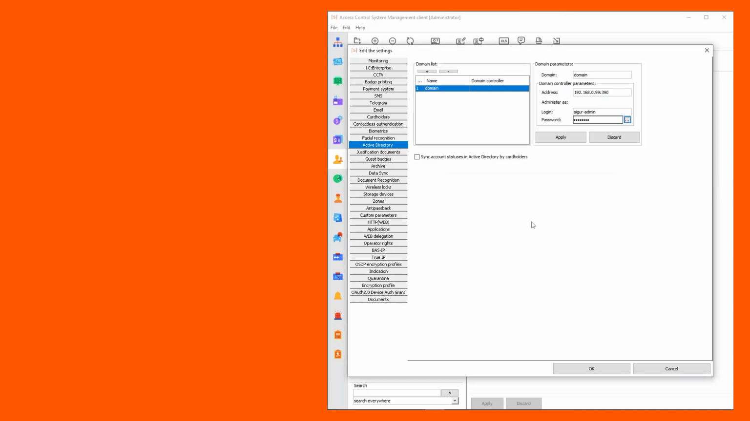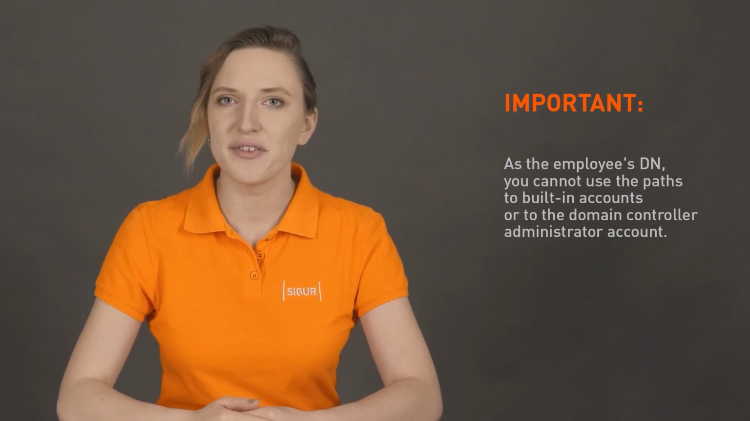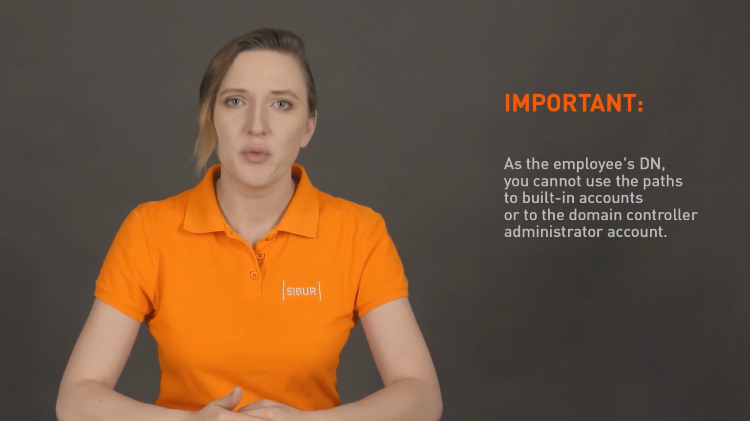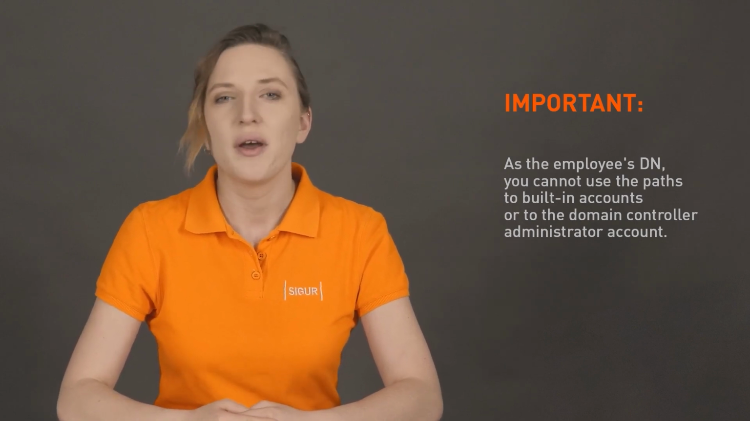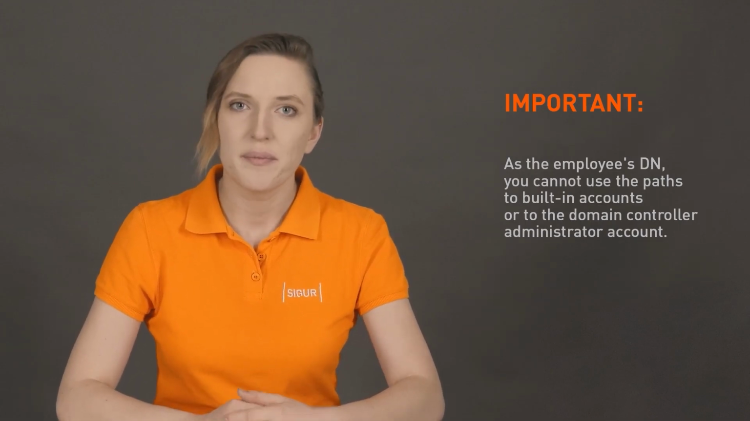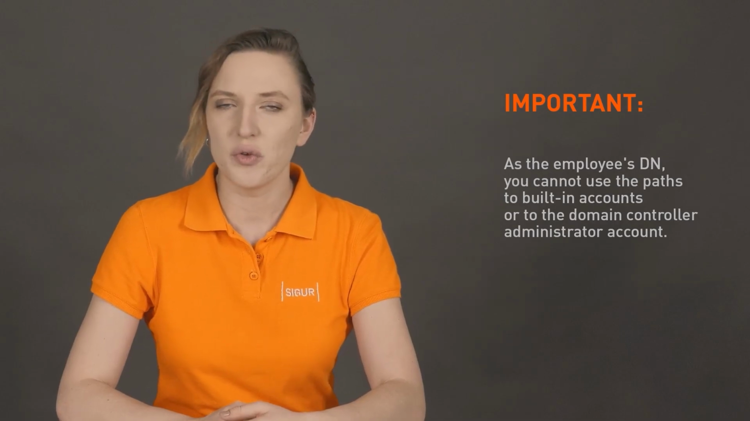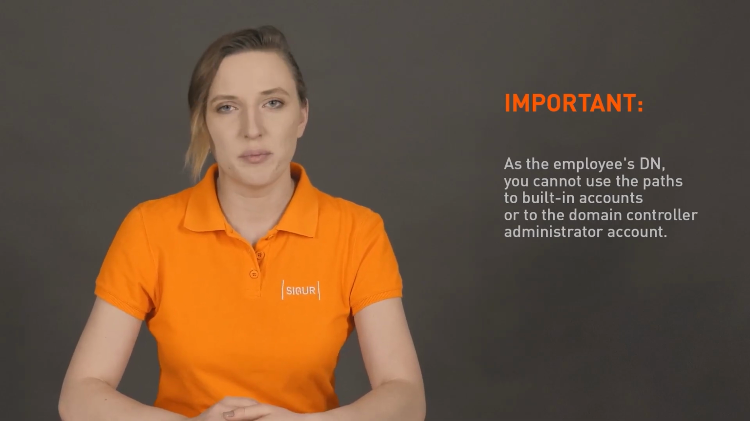In the Administer As field, enter the username and password of the account that has permission to edit Active Directory on the server. Check the box Synchronize Account Status in Active Directory to enable this feature. Note that you cannot specify paths to built-in accounts or to the domain controller administrator account as the DN name of an employee. After disabling such an account, the ability to work with the domain controller may be permanently blocked.